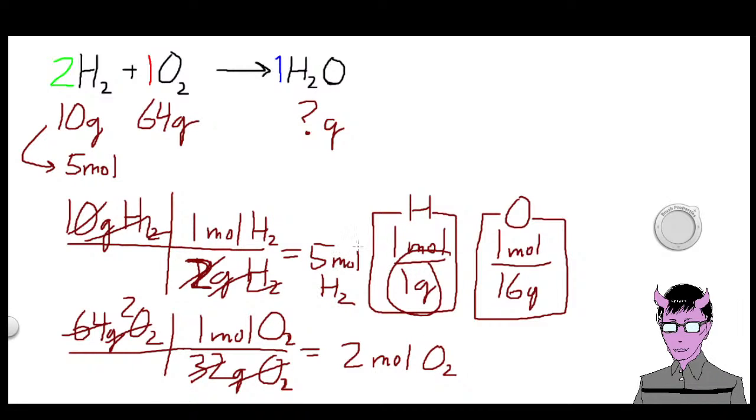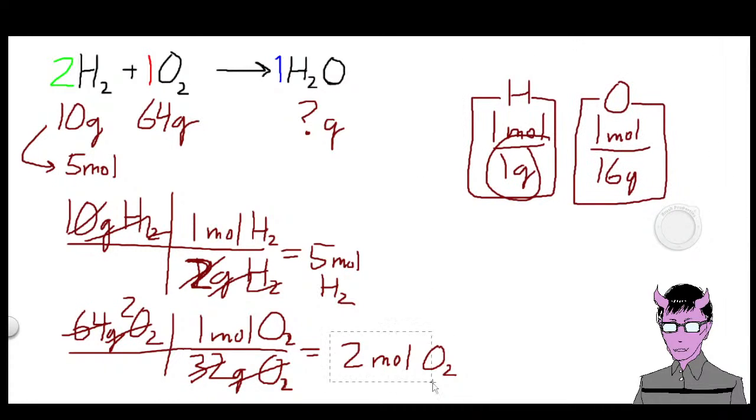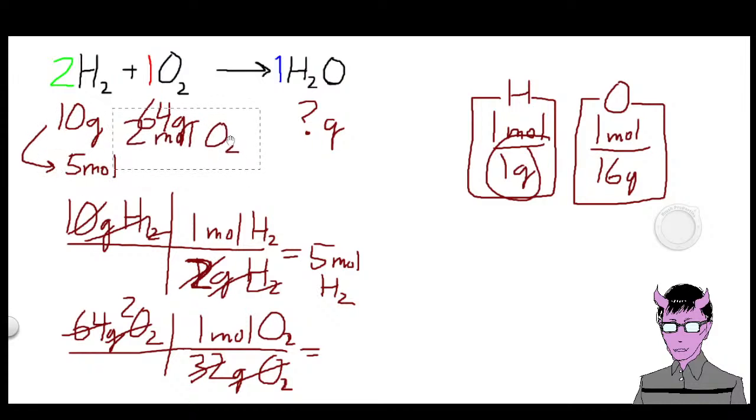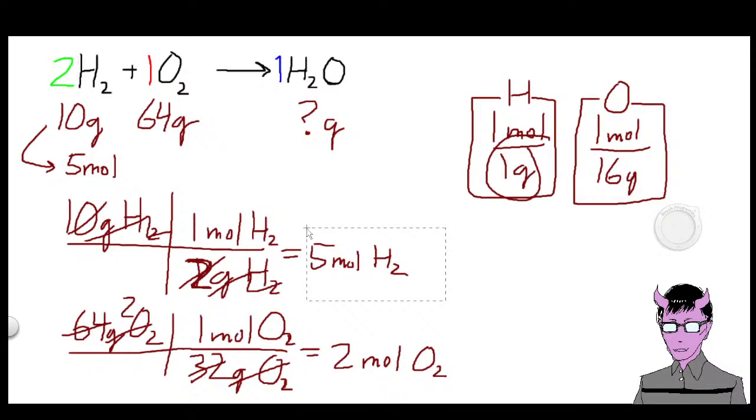So let's do a quick evaluation. What do we have so far? We have actual counting pieces of reactants. So we have 2 moles. We are given the 64 grams worth of oxygen, which means that we only have 2 moles of oxygen. And then the 10 grams worth of given amount of hydrogen means that we have 5 moles of hydrogen.